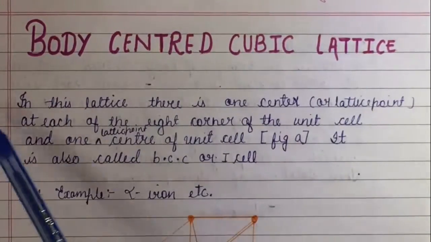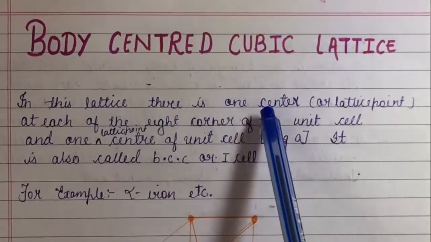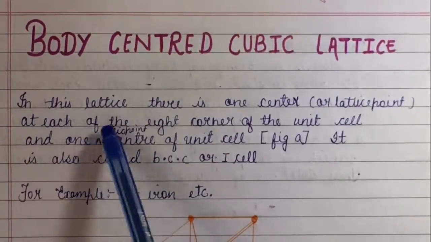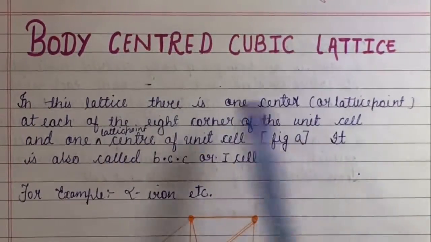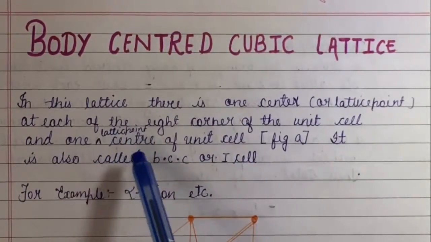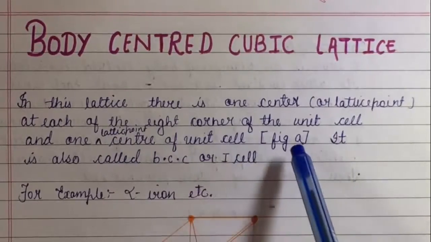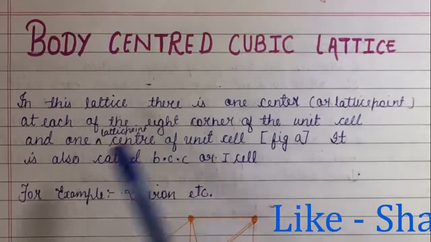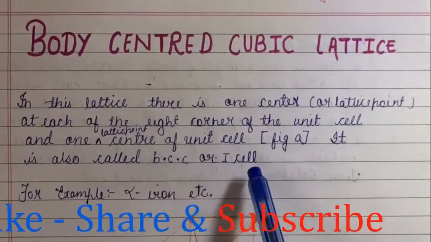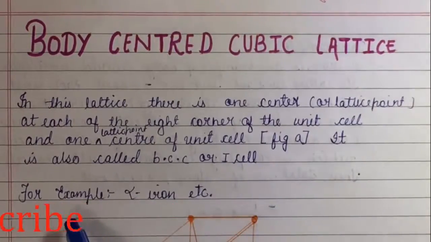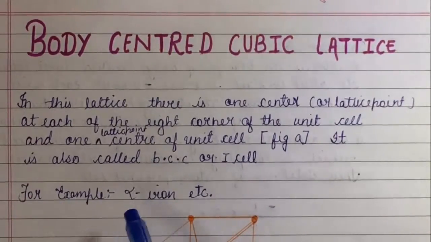Body-centered cubic lattice. In this lattice, there is one lattice point at each of the 8 corners of the unit cell and one lattice point at the center of the unit cell, as we can show in the figure. It is also called the BCC or I cell. One example is alpha iron.